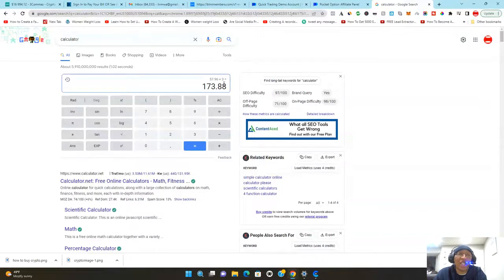So let's say if we did that in an hour. 1 hour has 60 minutes, so you divide 60 minutes by 6, you get about 10 trades. So multiply this by 10. That gives you about $1,738 in 1 hour.